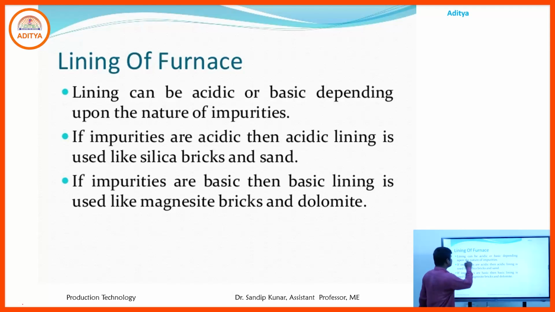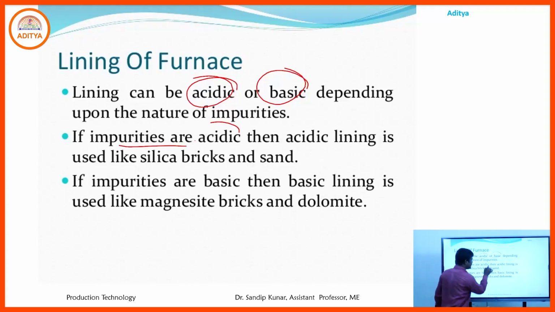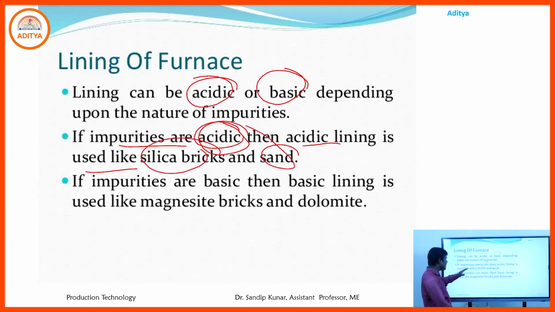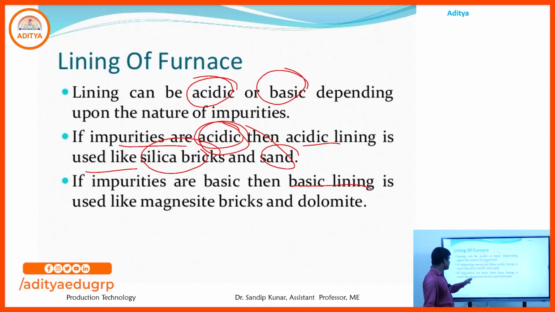What is the lining of the furnace? Generally, for lining we use either acidic or basic material, depending upon the nature of the impurity. When impurities are acidic, acidic lining is used, like silica bricks or sand. When the impurities are basic, we use a basic lining, like magnesite bricks or dolomite, in that furnace.